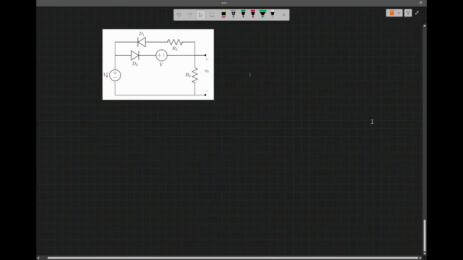Assuming that the input voltage is a sine wave, I'm going to draw it here. So it's a sine wave, V in. This will be V max, and that's minus V max.